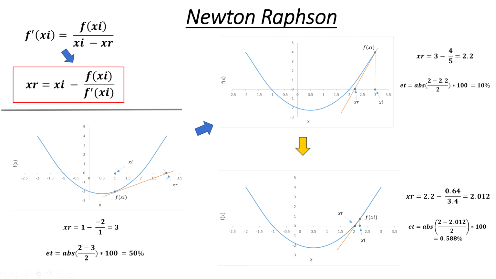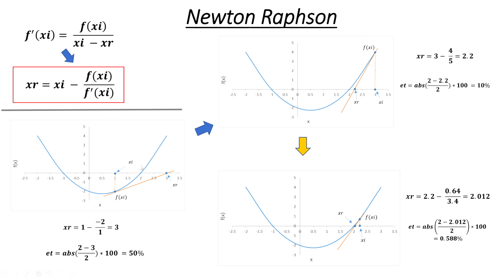Now, let's create an equation for xr, and it's very, very simple, because we're going to be using the equation of this slope, and the equation of this slope is rise over run. You can see that the rise here is f of xi, divided by the run, which is basically xi minus xr, which you can see here. And if we rewrite this equation in terms of xr, we get this expression that is in terms of the guess, which is xi minus the function value at xi divided by the derivative at xi.